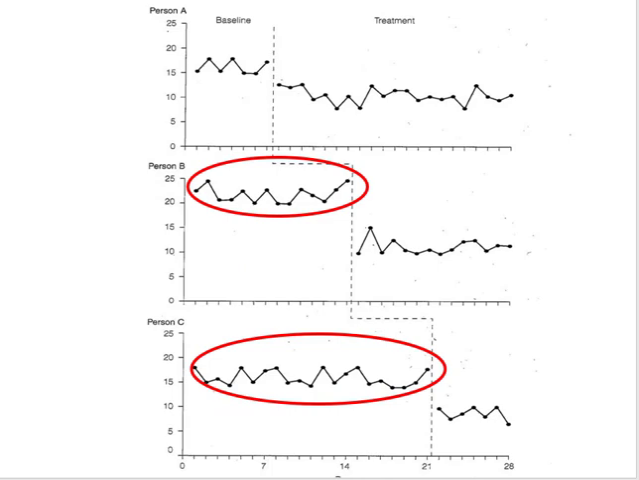This graph shows a multiple baseline across participants. There are 3 demonstrations of effect. The 2 replications are circled in red. Is this intra-subject replication or inter-subject replication?